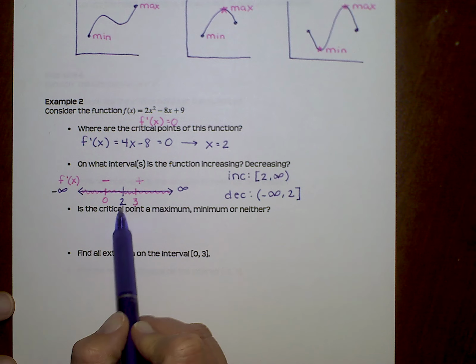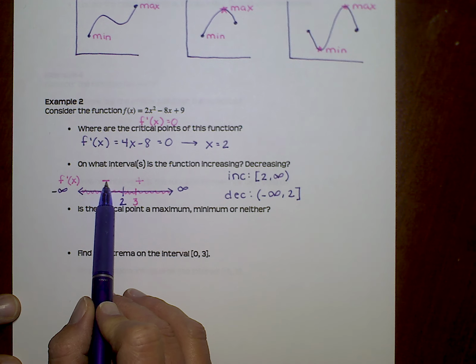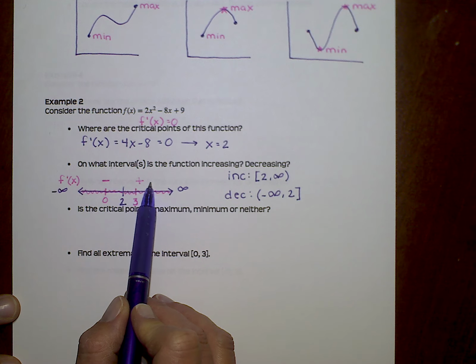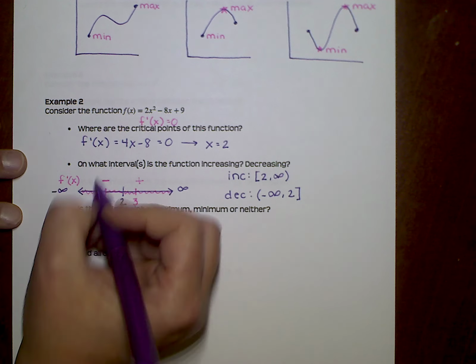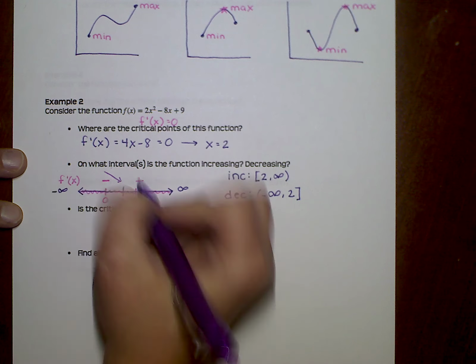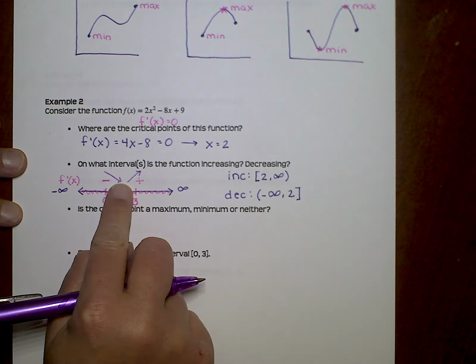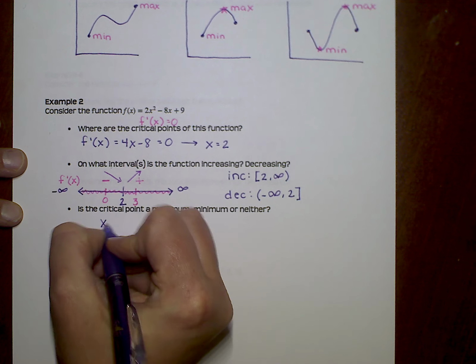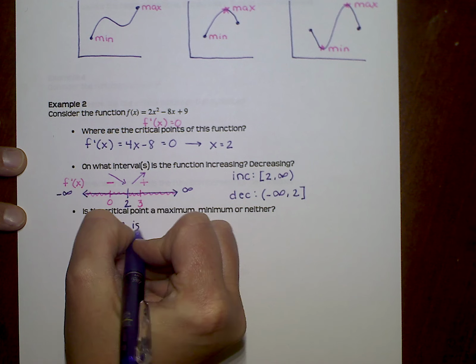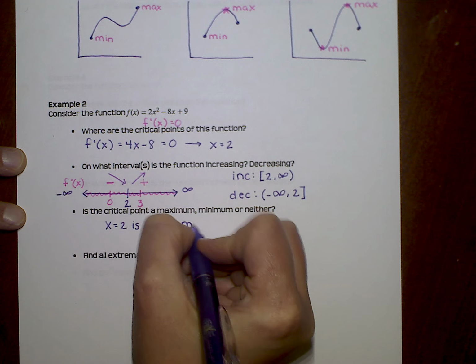And so what I want you to notice is that we know this is a critical point, so we know this is a place where there's a potential change in direction. And there is a change in direction because we went from negative to positive in our derivative, okay? And so if we went from negative to positive, that means my graph went from decreasing to increasing, which leaves the 2 sitting kind of down at the bottom of the valley. That tells us that x equals 2 is a minimum value. It's a relative minimum.